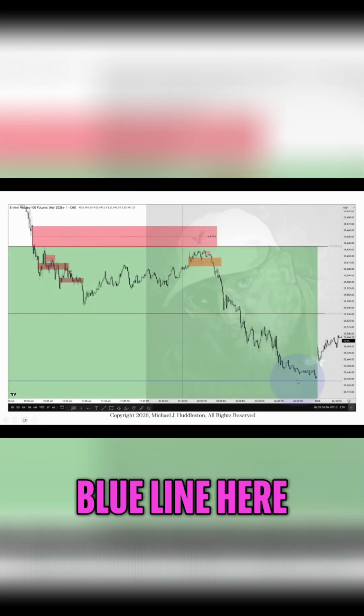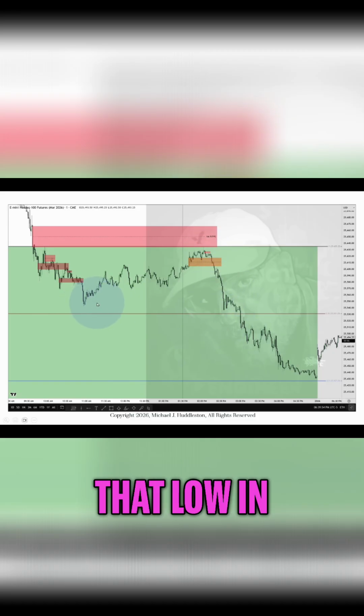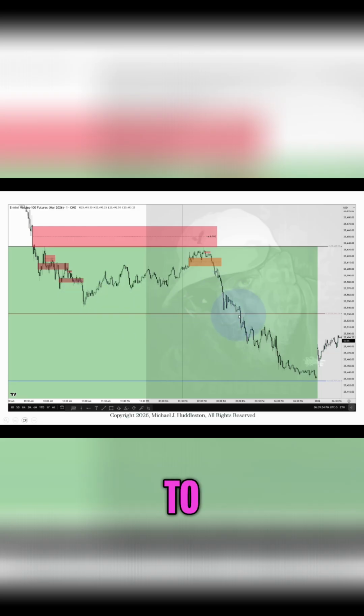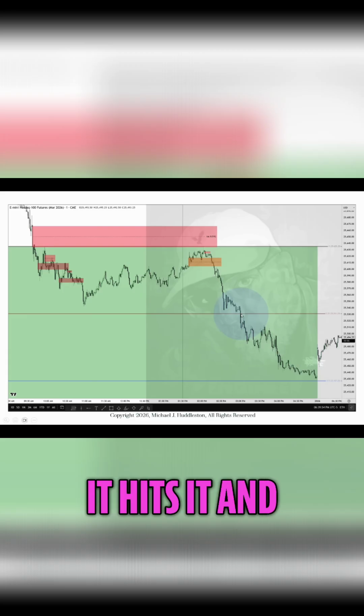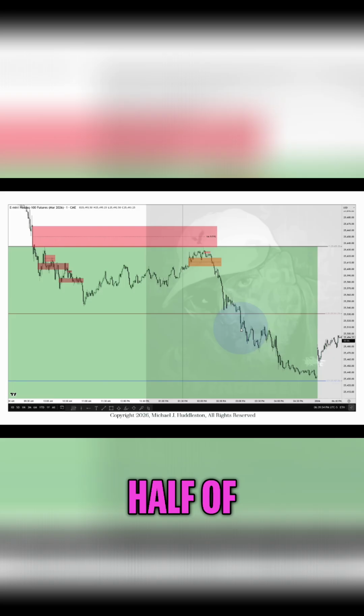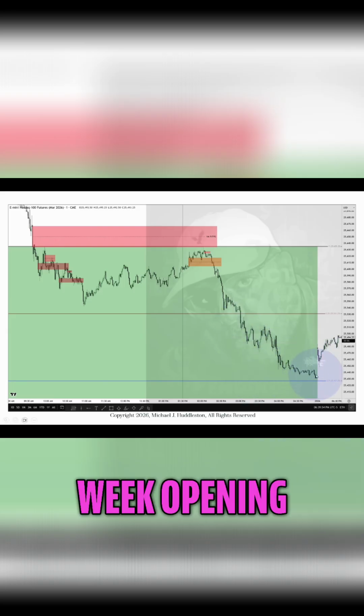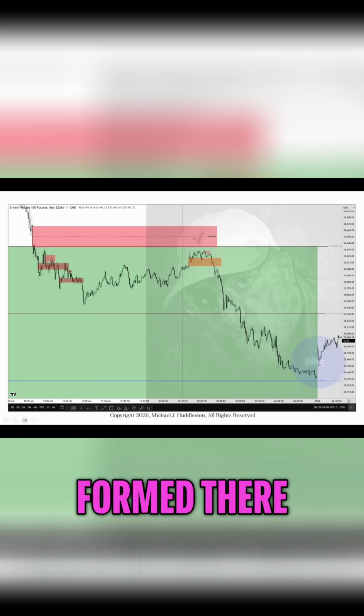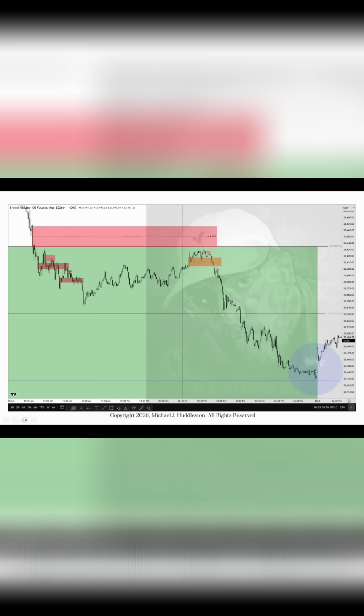Half of this range here, that's this blue line here. So up here, upper quadrant, that's reasonable because it would be going below that low, if there's sell side below that, try to reach to the upper quadrant of that daily suspension block. It hits it, and look what it does. It hits it and slices through it. So it means what? It's likely going to reach for half of that range that's down here. And it just fell short of it there. We have the new week opening gap presently today formed there. But that's a nice drop off.